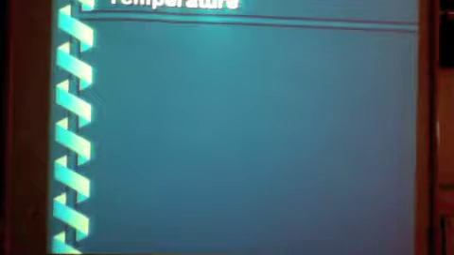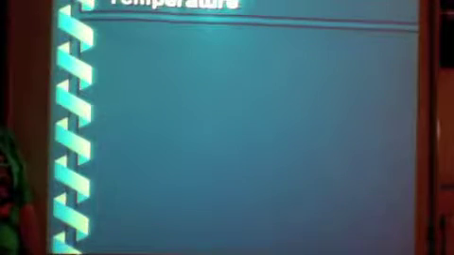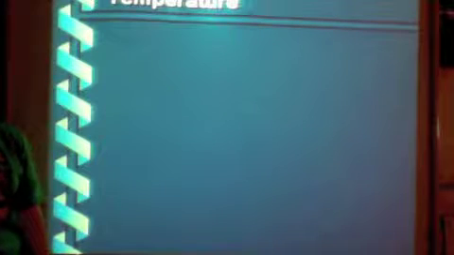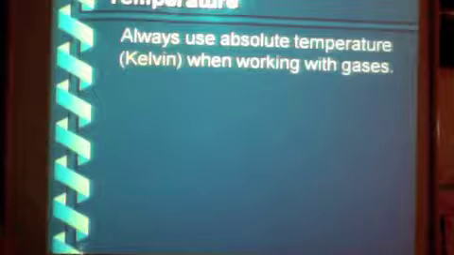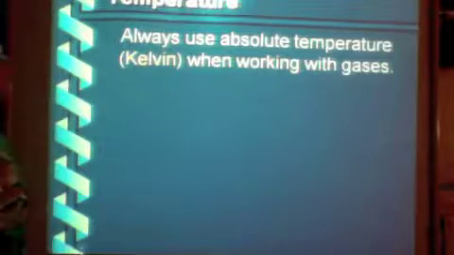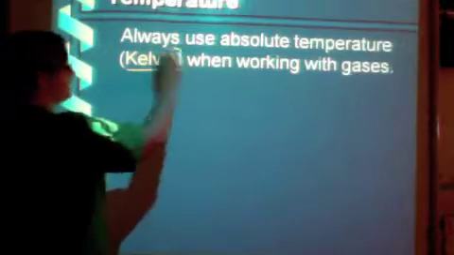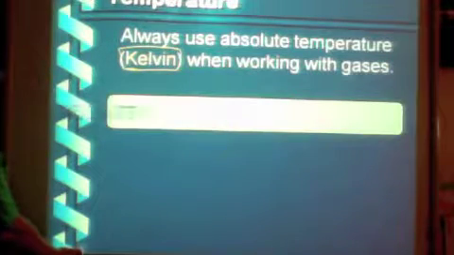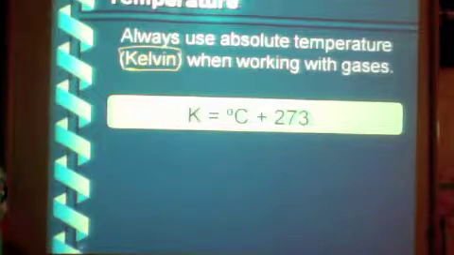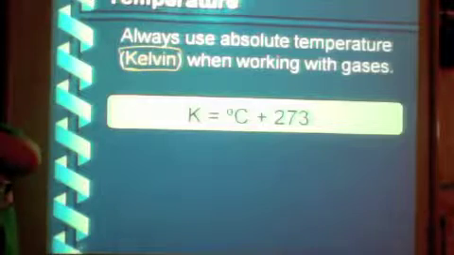Temperature. Now, most of the time with temperature we use Fahrenheit in America, and in this classroom we will not be using Fahrenheit. We will be using Celsius and what's known as kelvins. So for gases, which is the unit that we're on, you're going to always use the absolute temperature, which is known as a Kelvin when working with gases.